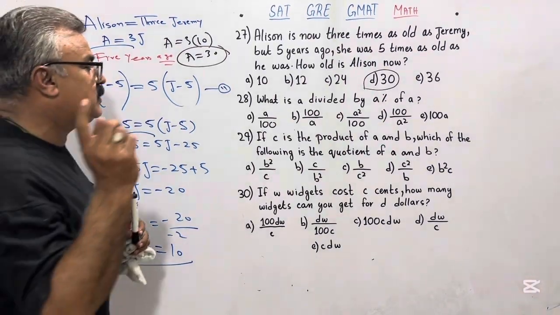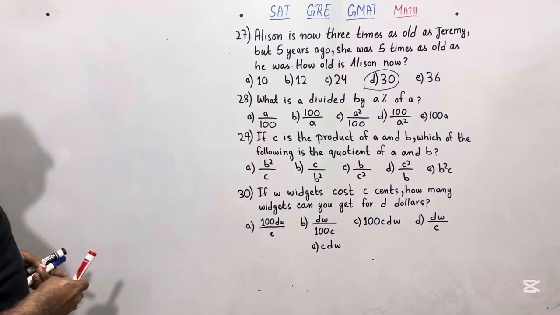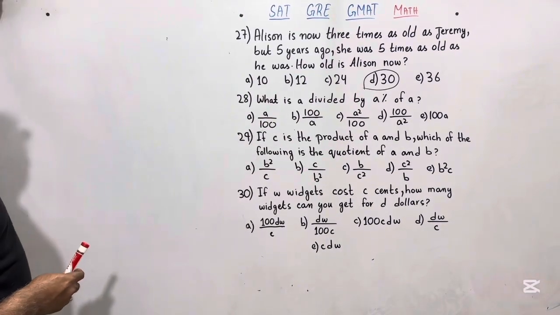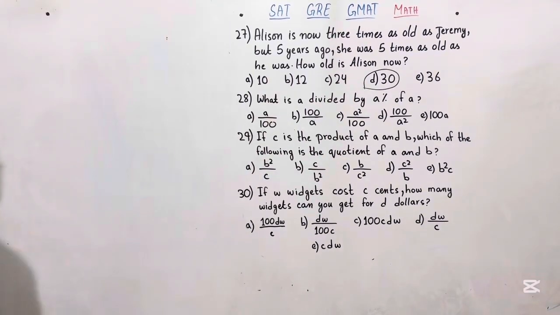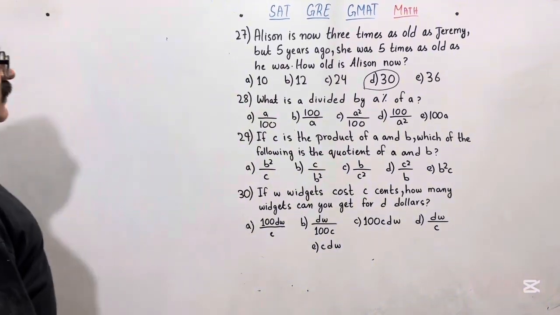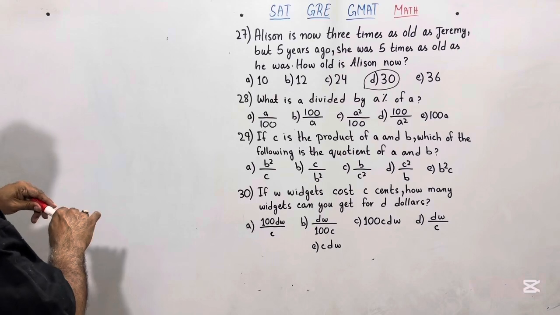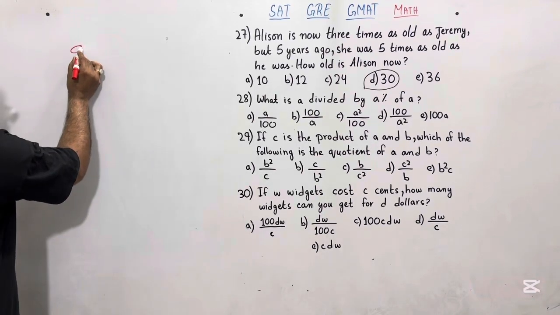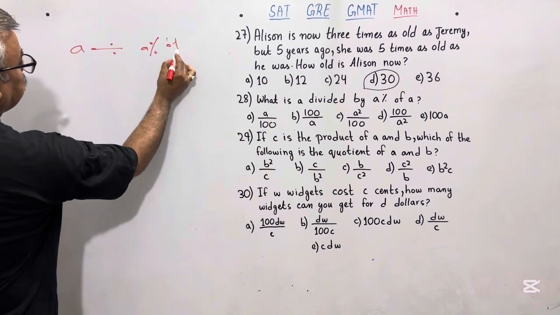Moving towards the next question: what is A divided by A% of A? A simple but intriguing question. What is A divided by A% of A?